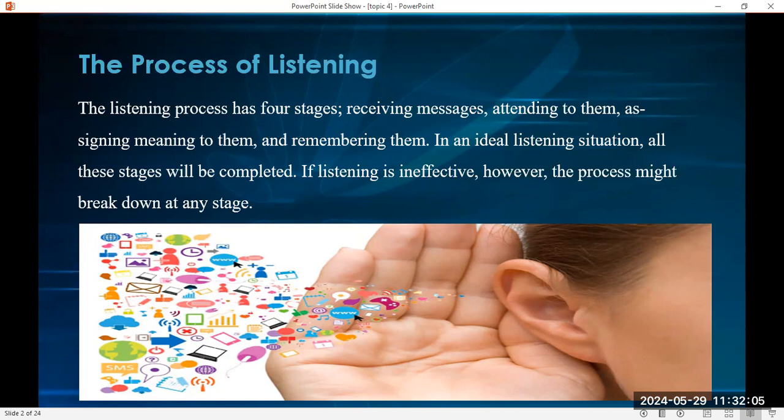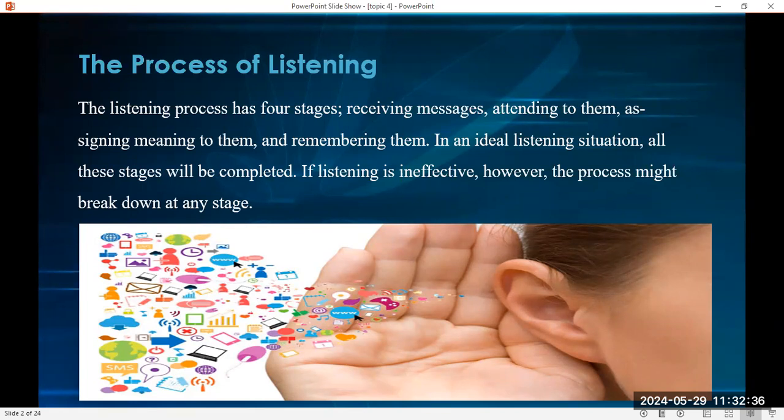Listening is a process. And this process has 4 main stages. Number 1 is receiving messages. Number 2 is attending to those messages. Number 3 is assigning meaning to those messages. Number 4 is remembering them. In an ideal listening situation, all these stages will be completed.